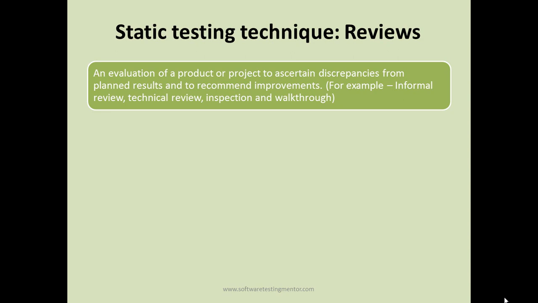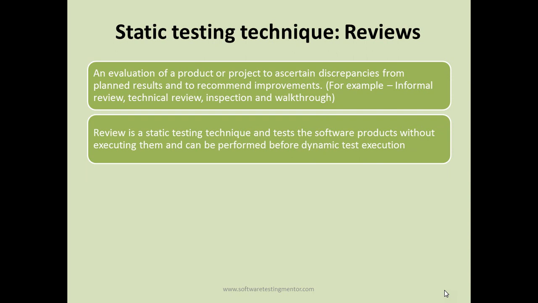The main purpose of review is to evaluate any sort of document or software artifact, like the requirements or the design document. You review them and try to find any sort of discrepancy, and if there is any discrepancy, you recommend improvements. Types of reviews can be informal review, technical review, inspection, and walkthrough. These are all different kinds of reviews. Review is a static testing technique that tests the software products without executing them, and can be performed before dynamic test execution. So review is always performed before dynamic test execution, and review is a static testing technique.